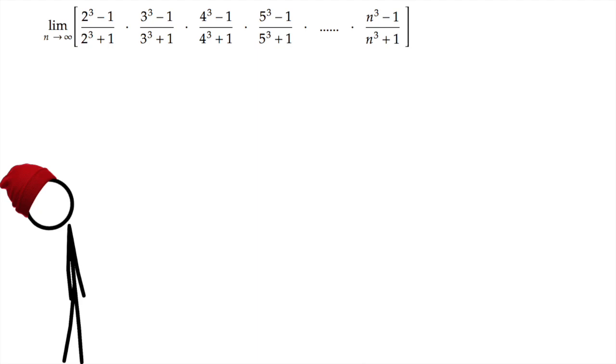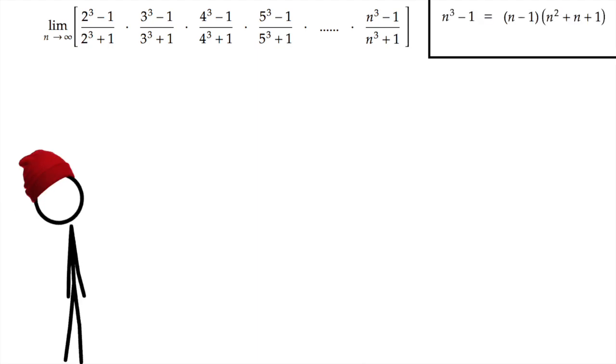Okay, so what can we do with this? Well, all the terms are in the form n cubed minus 1 over n cubed plus 1. So we could factor n cubed minus 1 and n cubed plus 1. I can't think of anything else. Okay, n cubed minus 1 equals n minus 1 times n squared plus n plus 1. And n cubed plus 1 equals n plus 1 times n squared minus n plus 1. Yeah, okay. And so when we divide them, we get this big fat factored fraction fruit loop.